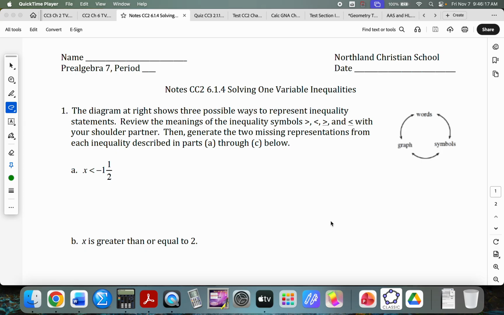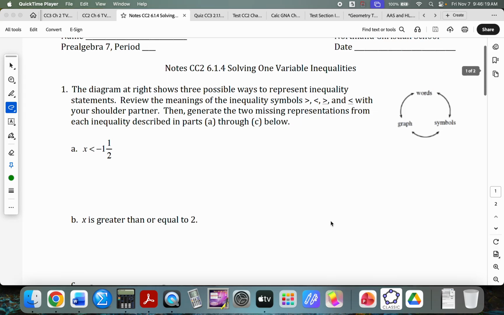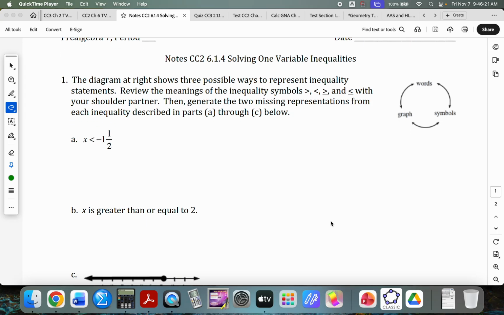The diagram at right shows three possible ways to represent an inequality. Review the meanings of inequalities with your shoulder partner. Everybody know what all these are? Okay. Then generate the two missing representations from each inequality described in parts A through C below. So, this one, we've got it in symbols.